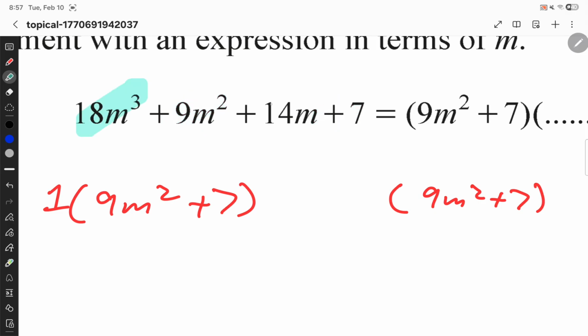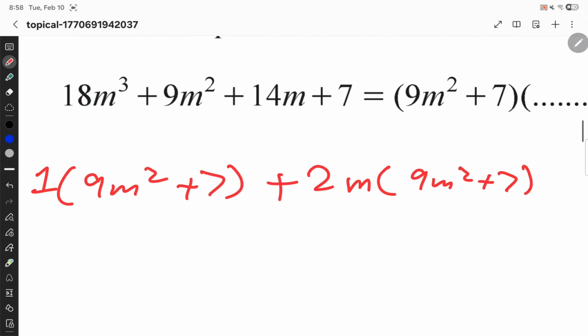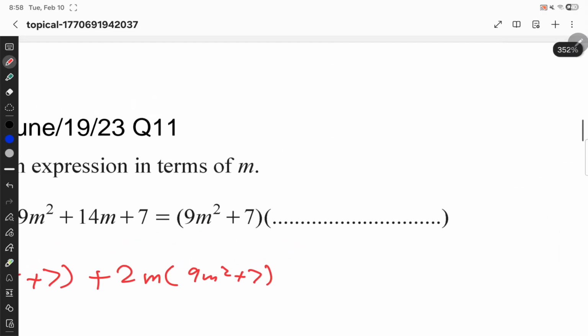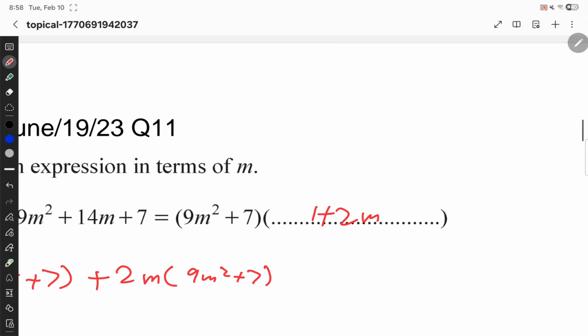Okay, so we need to find some number on the outside, so that will give us the outside. Here we have m common, so we can take m common. Next we have 2 common, and with trial and error, if we expand this back, we indeed do get these two terms. Like so, we find the second thing is 1 plus 2m, like so.